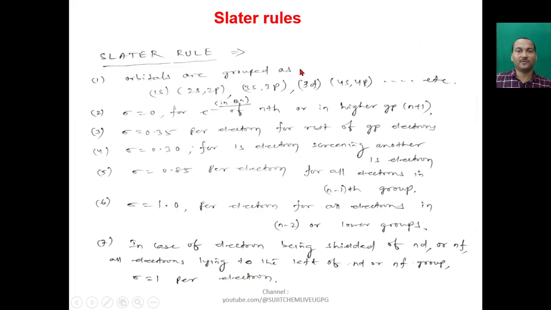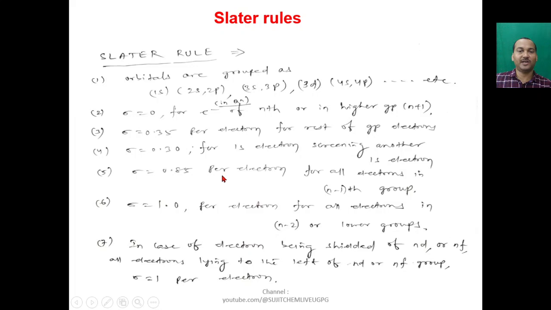Orbitals are grouped as 1s, 2s, 2p, 3s, 3p, 3d, 4s, 4p, etc. Sigma equals 0 for electrons of the nth or higher group, n plus 1. Sigma equals 0.35 per electron for the rest of the electrons in the same group. So this is most important. Then sigma equals 0.30 for a 1s electron screening another 1s electron. Similarly, this is also important.